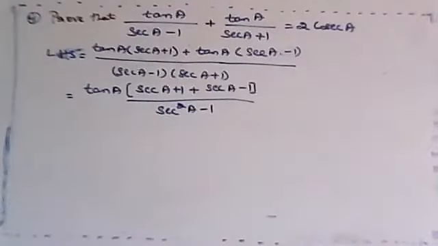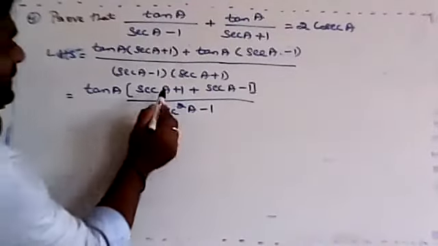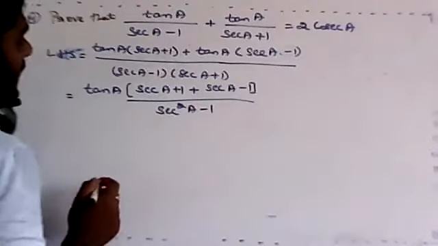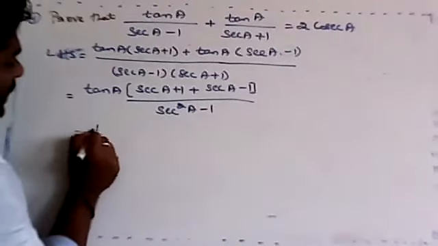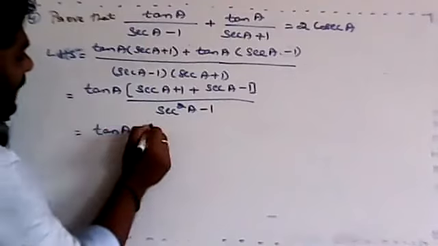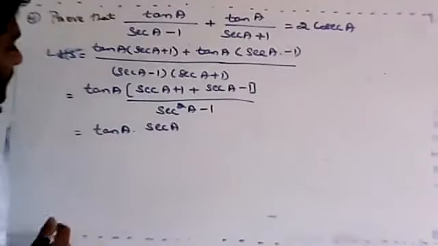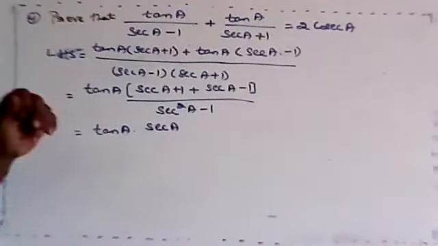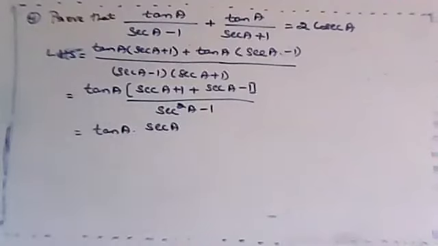So can anyone tell me? So here, see, 1 and 1 get cancelled. So remaining is what? Tan of A into secant of A. Okay. Now, can anyone tell me what is secant square A minus 1? What is secant square A minus 1? Identity formula we have to apply here. So what is secant square A minus 1?